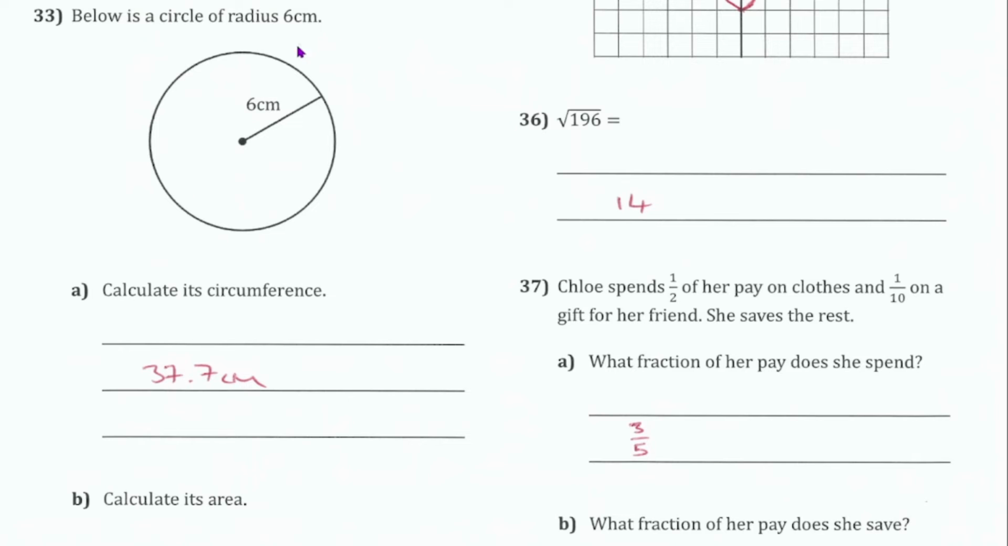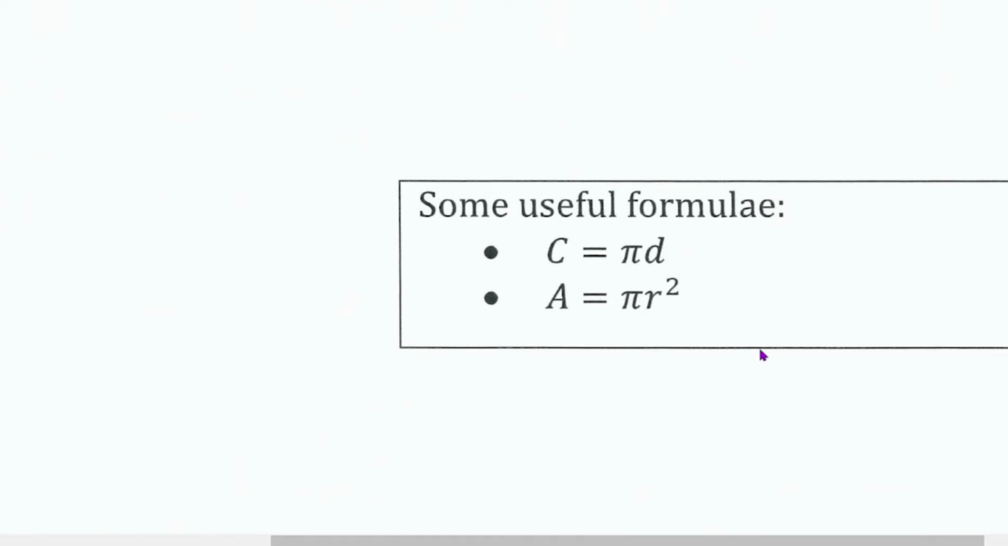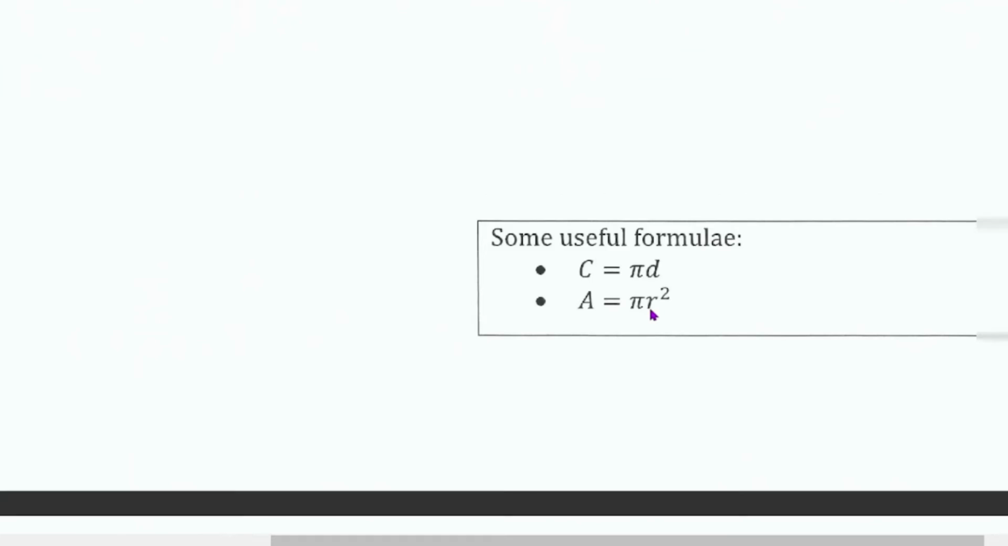Here you've got a circle of radius 6 centimeters. Now there's two little formulas that were given to us. They're given to us right at the end. So we flick down. Here we go. Our two useful formulas. The circumference is equal to pi times the diameter, and the area is equal to pi r squared. So we might want to use one of these.